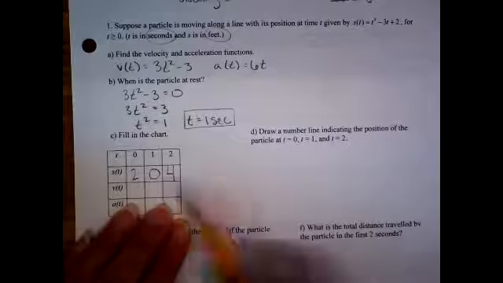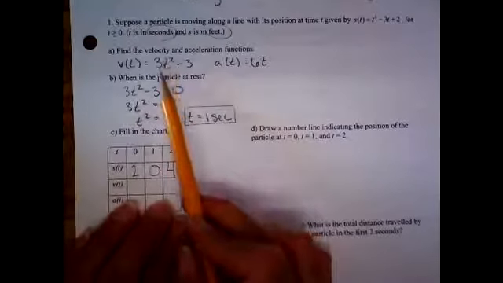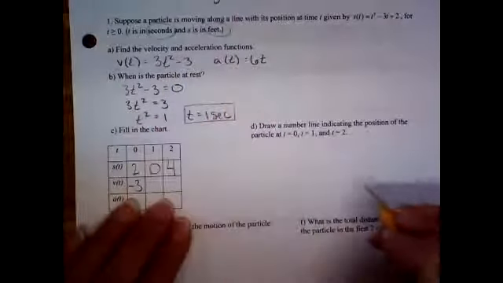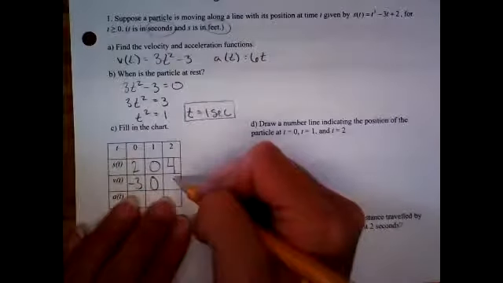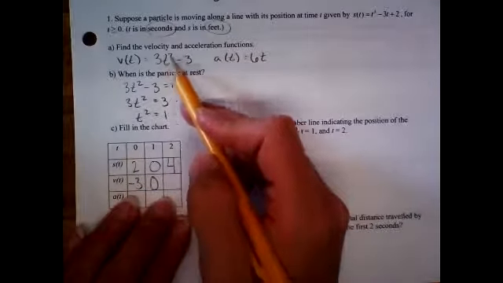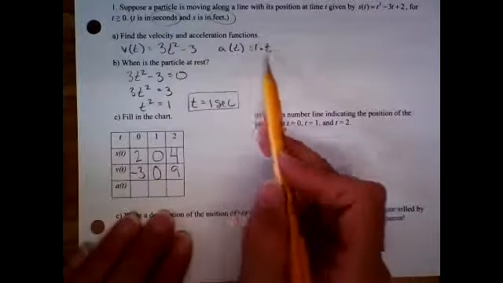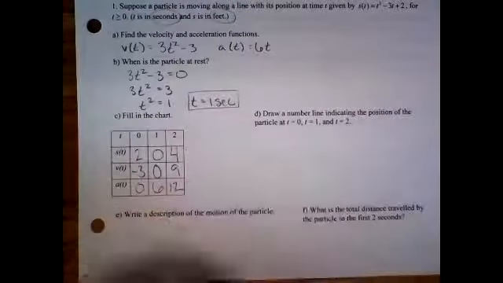All right, now we're going to plug 0, 1, and 2 into velocity. That's this right here. If you plug in 0, what do you get? Negative 3. If you plug in 1, 0, we just found that. That's when it's at rest. And if you plug in 2, what is that? 9. Cool. And then acceleration is right here, 6t. So 0 is going to give you 0, and then 6, and then 12.